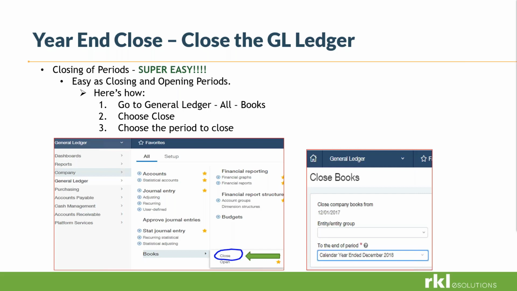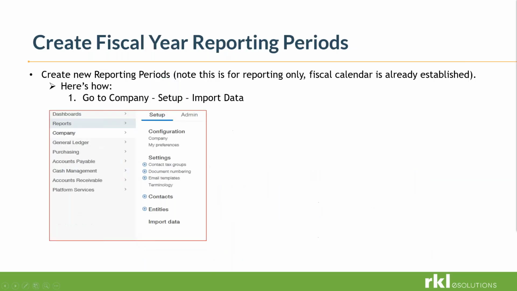And again, if you're at the top level, you can close it by entity, or you can leave it open and close it for all entities. And that's really it. You've closed your books. Done. Retained earnings automatically rolls forward, which is nice.